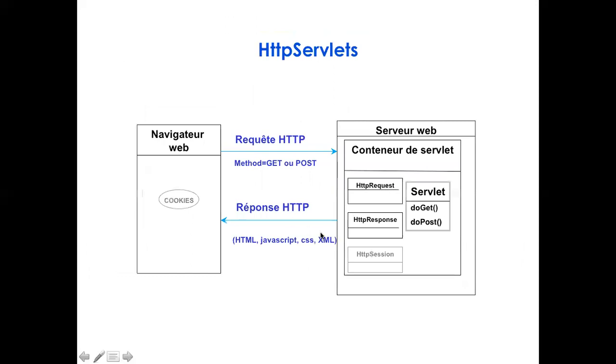So if we want to summarize, we have a browser and we have a web server. Inside this web server, we have a servlet container. This servlet container may contain not only one, but different servlets. All right. We also know that the browser sends an HTTP request using either the GET method or the POST method. For each one of these two methods, inside the servlet, we have two different kinds of methods. We have either doGet to answer the GET method, or doPost to answer the POST method.